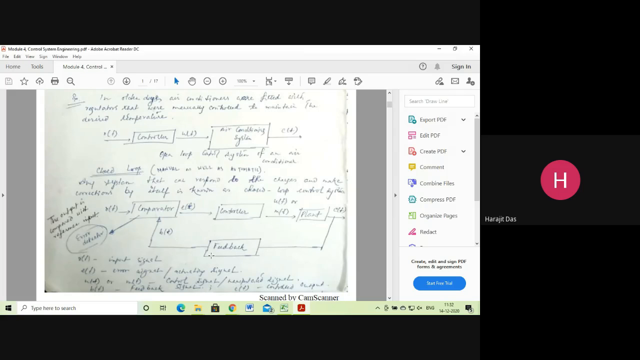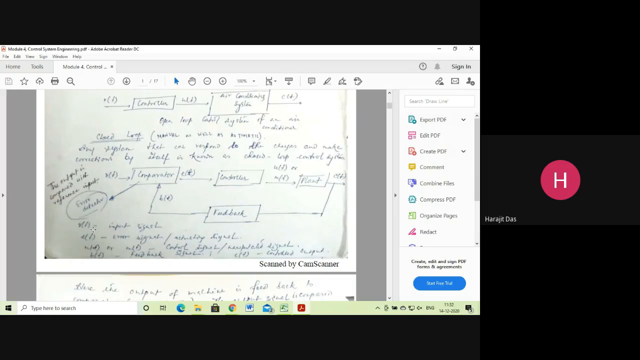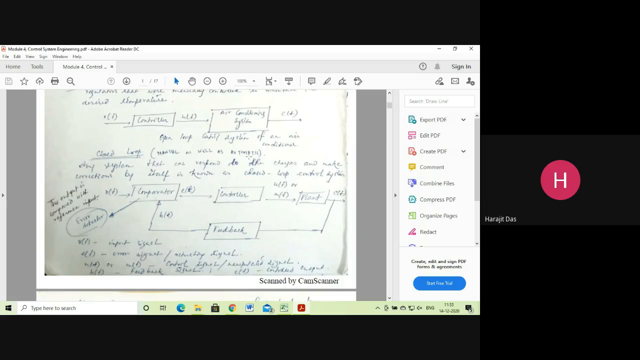I think my screen is visible to everyone. So here this is written. This is a schematic drawing, or configuration, for a closed loop control system. This can be manual as well as automatic, but there should be a feedback loop. You cannot just write that this is a manual system; you have to write that this is a manual system with a feedback loop.